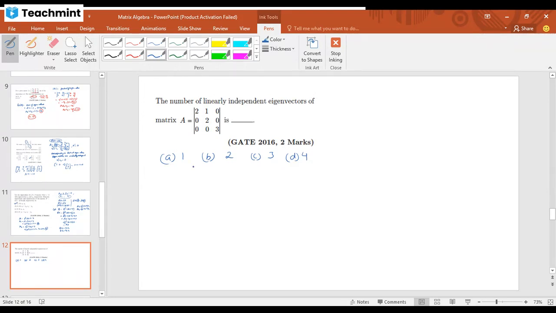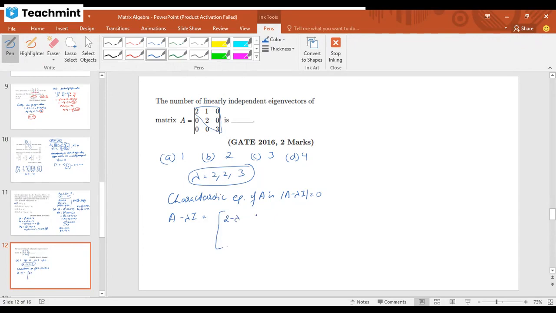So let us first see how many different eigenvalues we have in this matrix. You can see here it is an upper triangular matrix. In the case of an upper triangular matrix, the diagonal elements are the eigenvalues of matrix A. So basically the eigenvalues are 2, 2 and 3. But otherwise, if we want to calculate, we can consider the characteristic equation. The characteristic equation of the matrix A is determinant of A minus lambda I equal to 0. A minus lambda I means we subtract lambda from the principal diagonal elements.